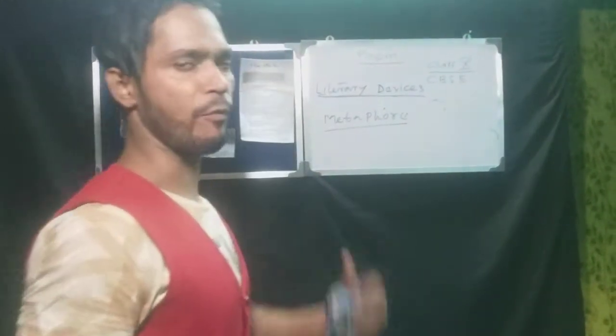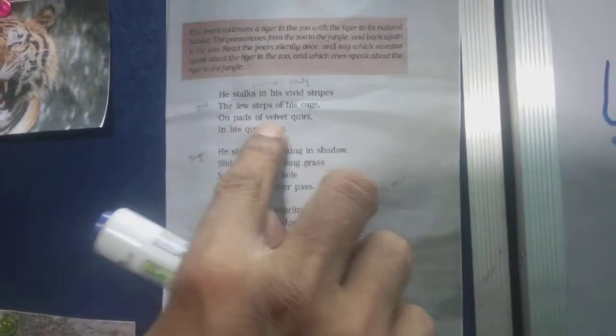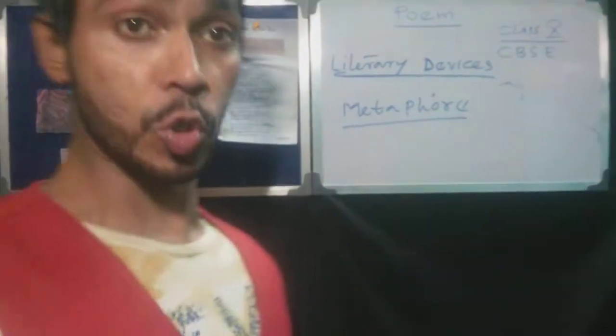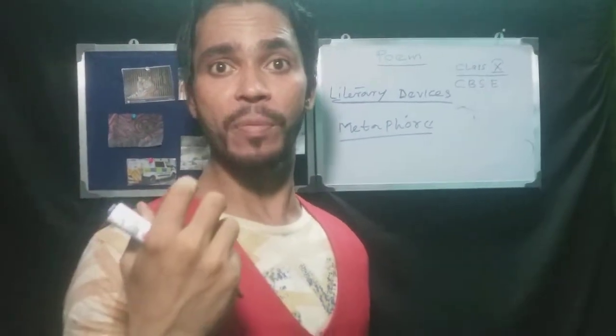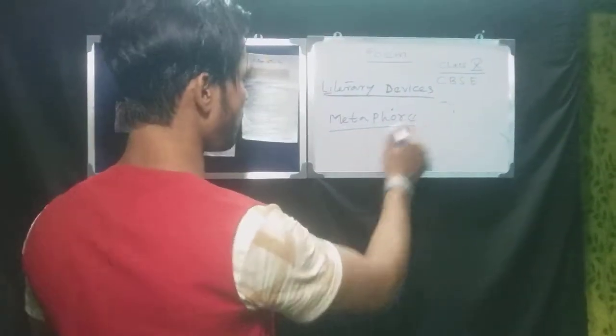Next one is a metaphor. What is a metaphor? Direct comparison of two entities. Now look at the poem. Look at the first stanza. On pads of the velvet quiet. Now here the poet compares the pose of the tiger with the velvet, with the soft fabric. It's a metaphor.